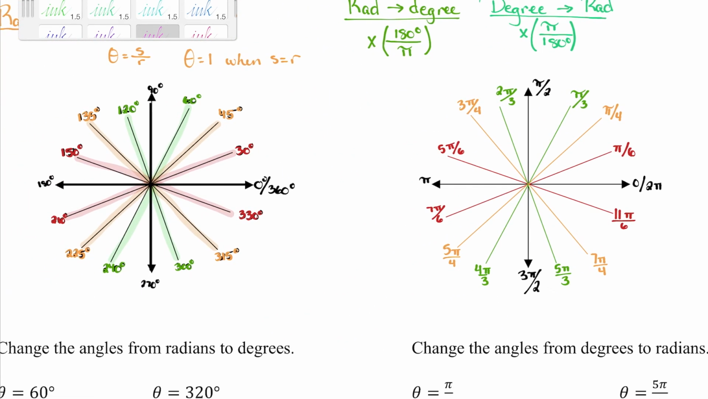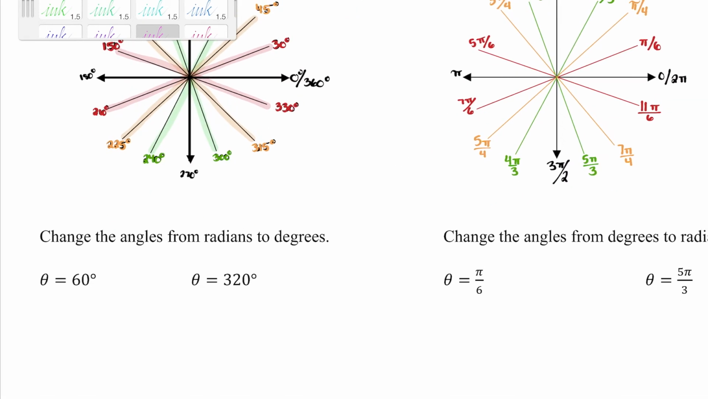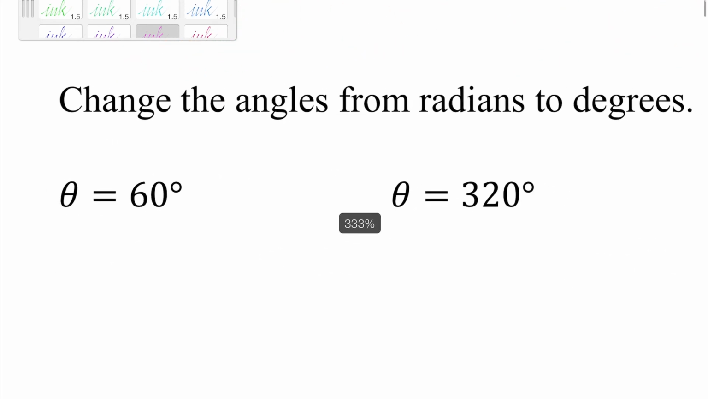So I'm like, okay, we're teaching you in radians. We're not going to go back and forth from radians to degrees and degrees to radians. I will show you how to convert them right here, but it's not something that we're going to do over and over again, because you guys need to understand what radians are to begin with. So here we're changing the angles from radians to degrees. This is degrees to radians.